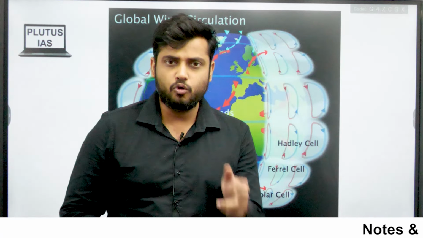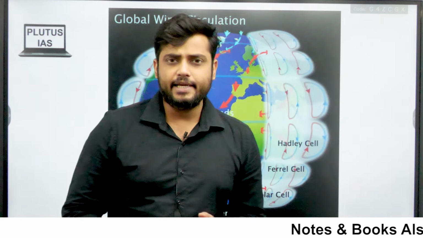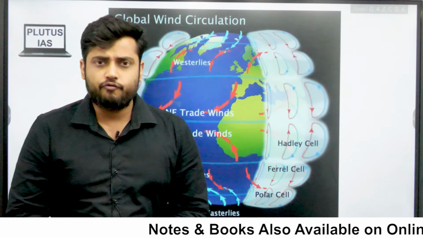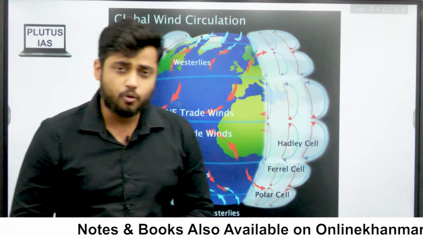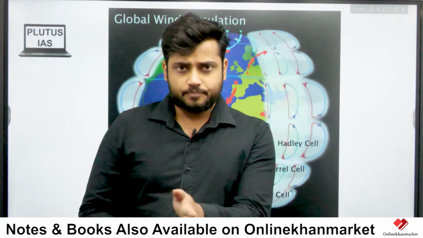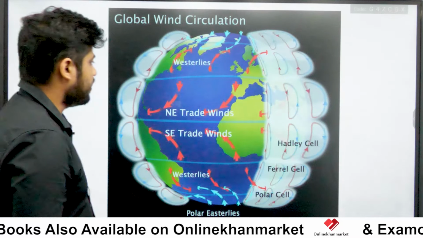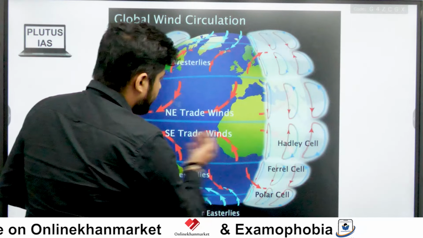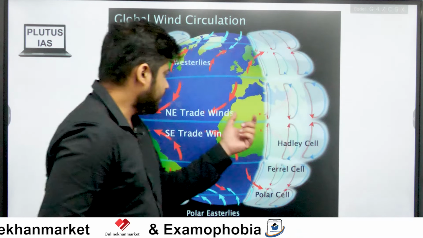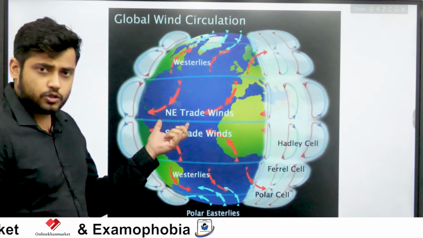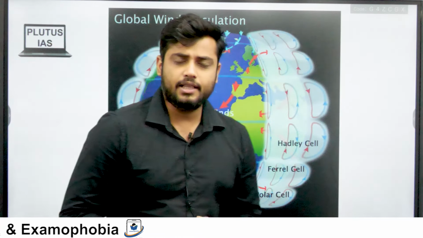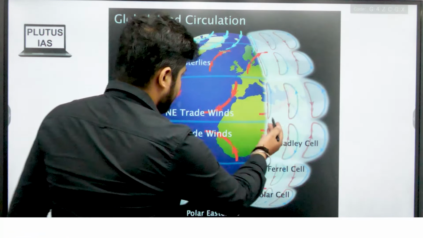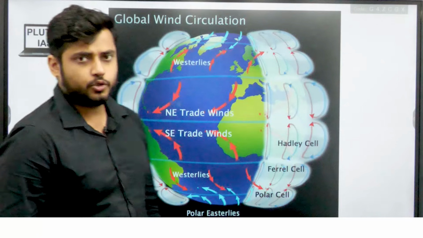So the rule is that moving objects, whether wind or any other object, are deflected towards the right with respect to the direction of motion in the northern hemisphere, and in the southern hemisphere they are deflected towards the left. So one thing is very clear: near the equator the winds are moving from east to west. This is also a very important thing in order to understand El Nino and La Nina, that near the equator the winds move from east to west. So you have to remember this.